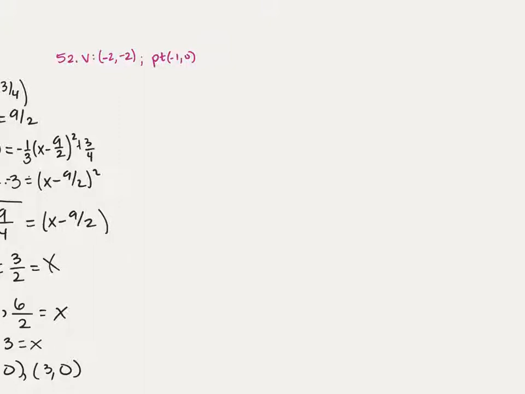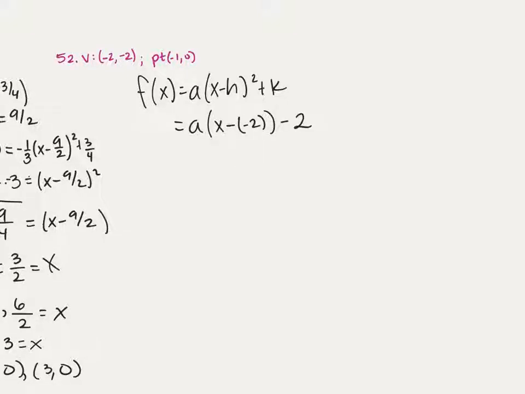The last part of this section, we're going to look at 52, in which it says v, the vertex, is equal to -2, -2, and the point is equal to -1, 0. And what we want to do is figure out the equation of the parabola in standard form given this. So first thing I'm going to do is write down what standard form looks like. That's f of x is equal to a times x minus h quantity squared plus k. I know my h and I know my k. It's -2, -2 respectively. So this will be a times x minus -2, minus 2. So this is a times x plus 2 squared minus 2.